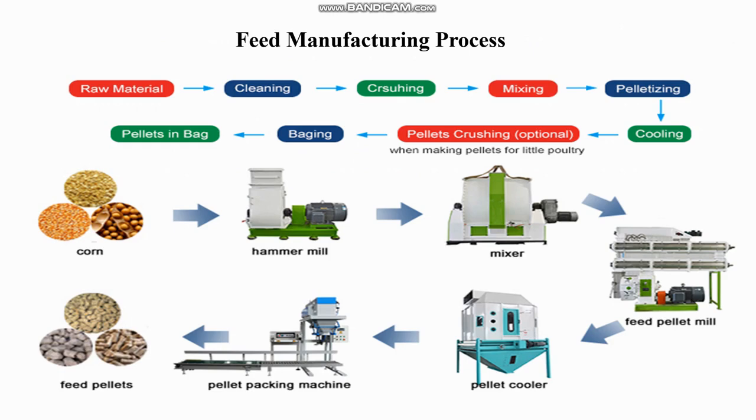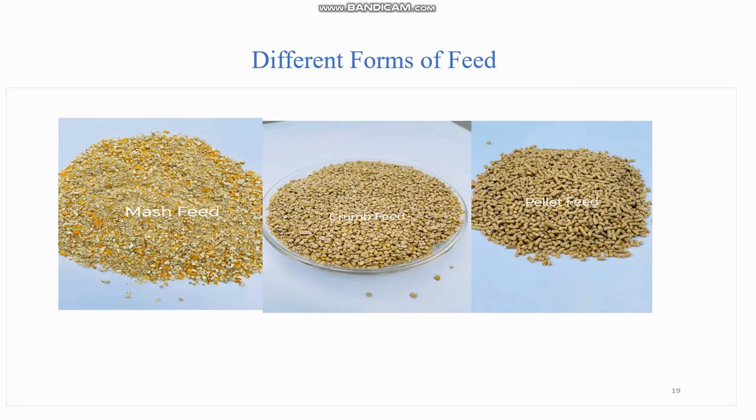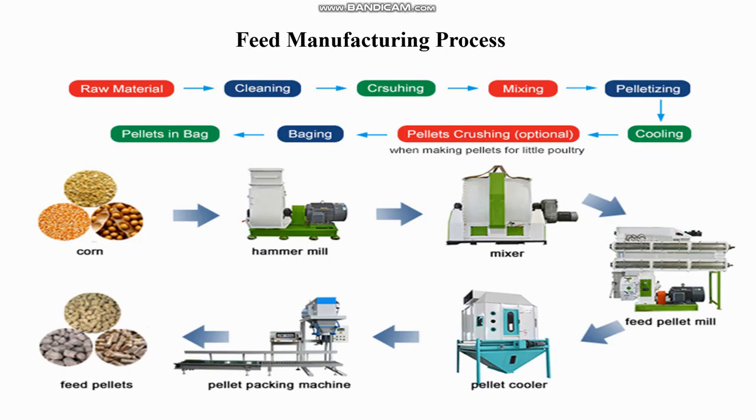Feed manufacturing processes involve raw material purchase, then it is cleaned, crushed, mixed, pelletized, and then cooled, and then it is again crushed to make the particle size according to requirement. Then it is packed, bagged, and then dispatched.